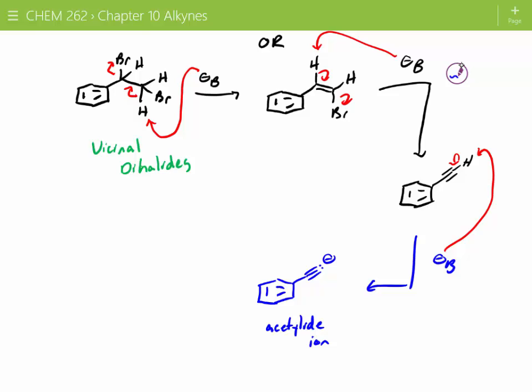Oftentimes with these reactions, we have to be very careful with our equivalents of base that we're using. If we want to reprotonate this, oftentimes all we need to do is re-add water. Then this can grab its proton back from water and reform our acetylene.